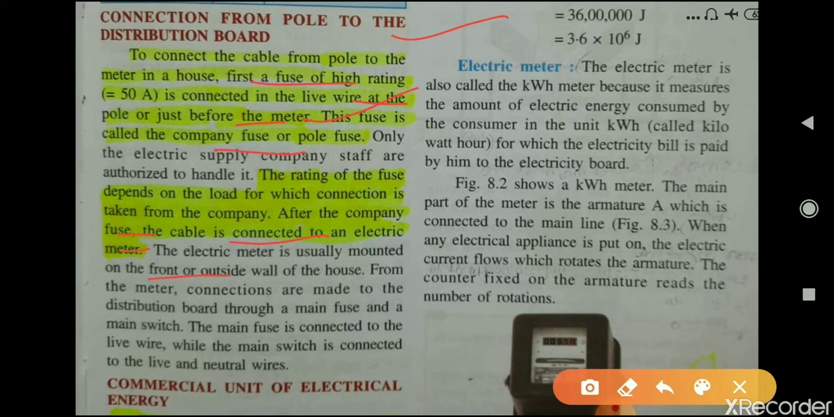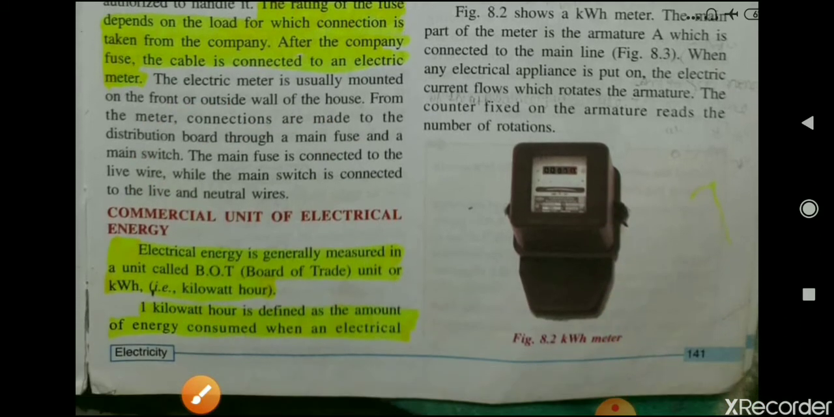And from the meter, connections are made to the distribution board through the main fuse and a main switch. The main fuse is connected to the live wire, while the main switch is connected to the live and the neutral wires.